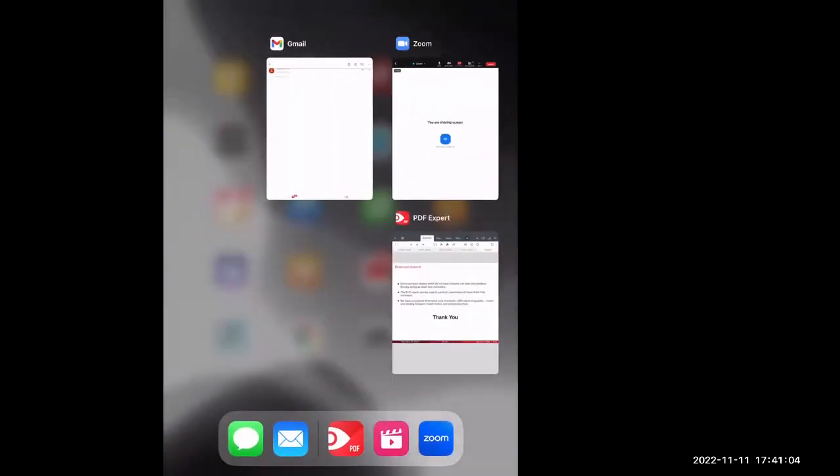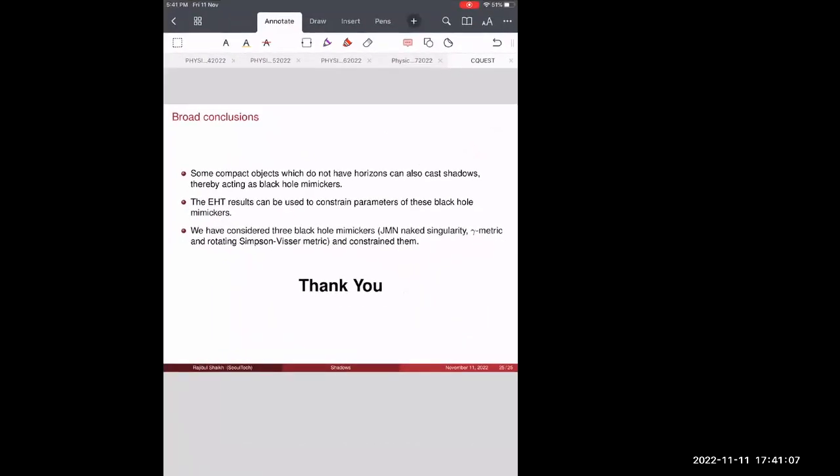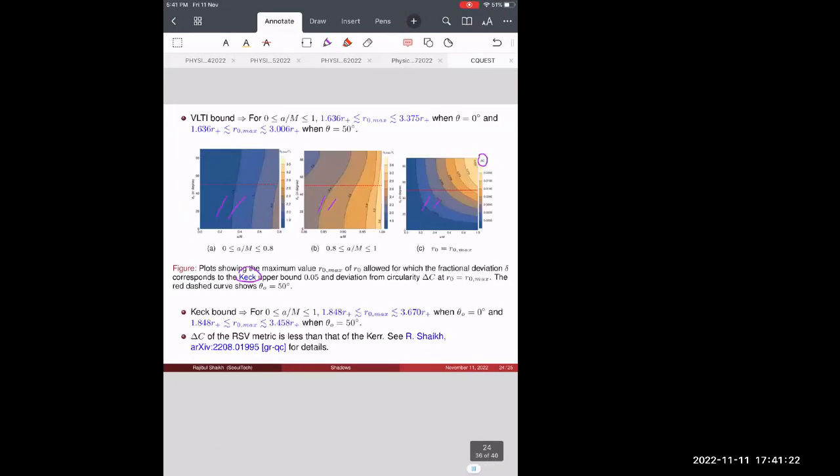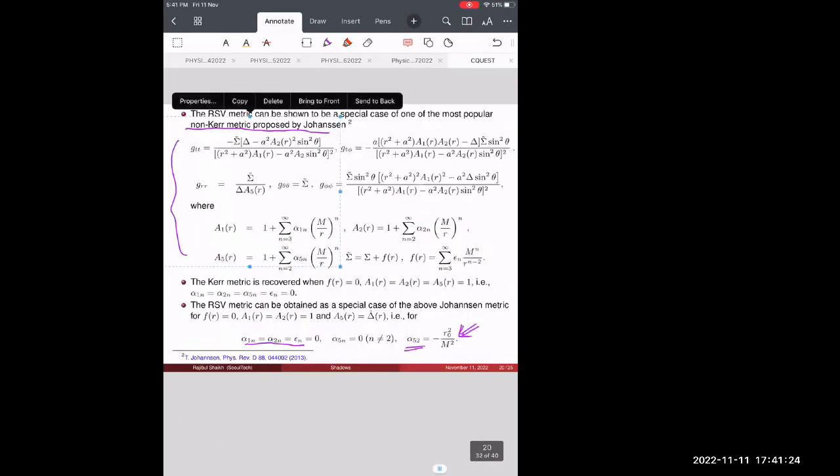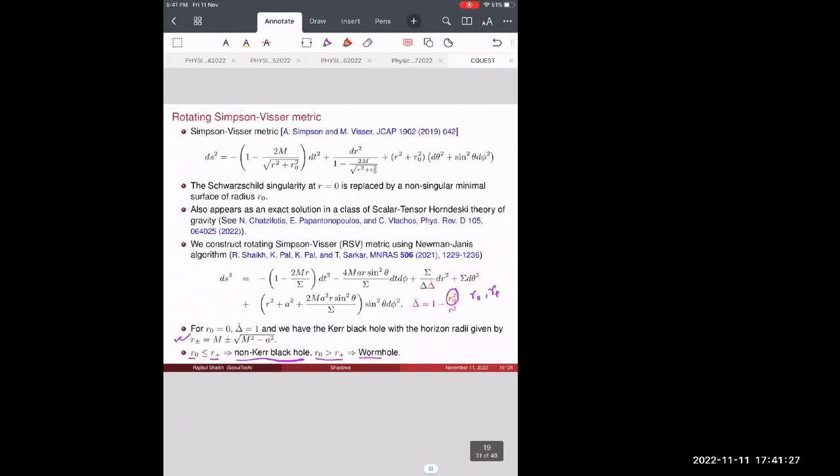One simple question. Can you hear me? So you considered the exact solutions for the rotating metrics, Kerr and the RSB metric, right? But what about, for example, the slowly rotating case? Can you still get some analysis, I mean, a comparison to the experiment?